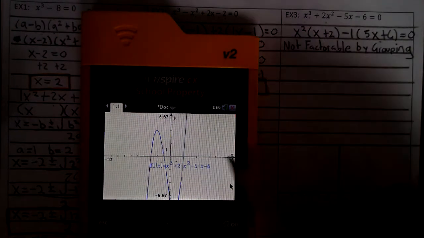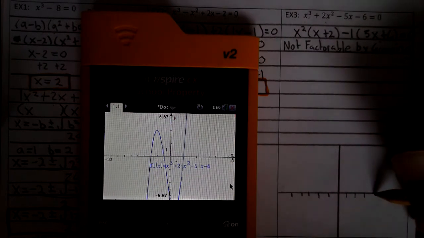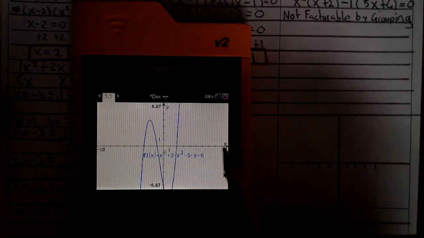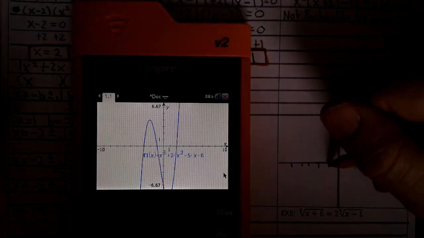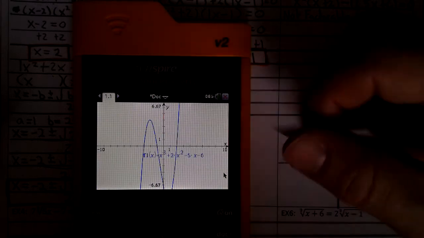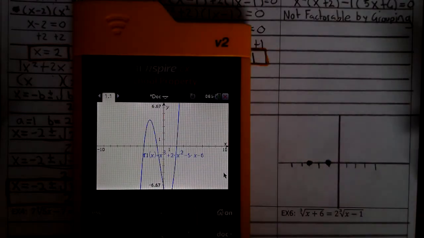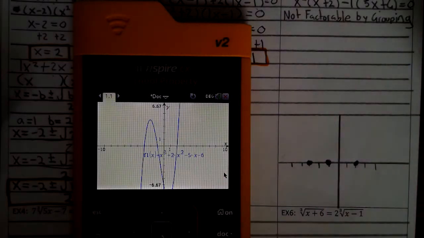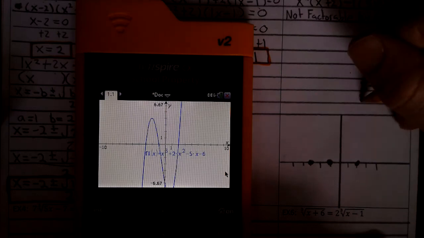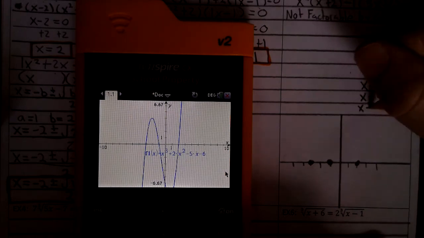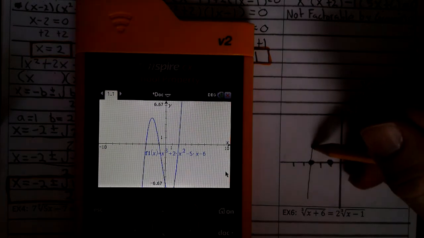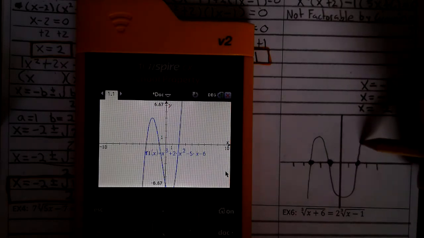Now, your solutions when graphing are where it crosses the x-axis. So your first solution is negative 1. And then the next one is negative 2, negative 3. So negative 2, negative 3. And it looks like positive 2. So these are your solutions. So x equals negative 3, x equals negative 1, and x equals 2. And then once you have that, you just sketch a graph. So it comes up, goes through here, and like that. This has to be a sketch. The key is really those points right there.